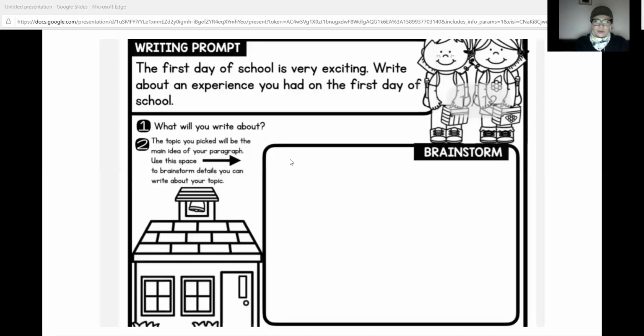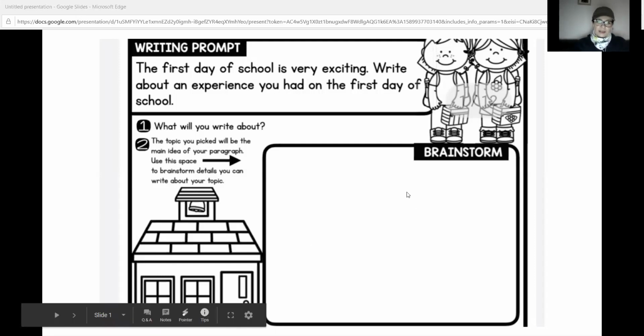Today we're going to go through this graphic organizer so you have a better understanding of how to use it. So this is the first page. The writing prompt is, the first day of school is very exciting. Write about an experience you had on the first day of school. So that is your prompt. That's your question for the day.